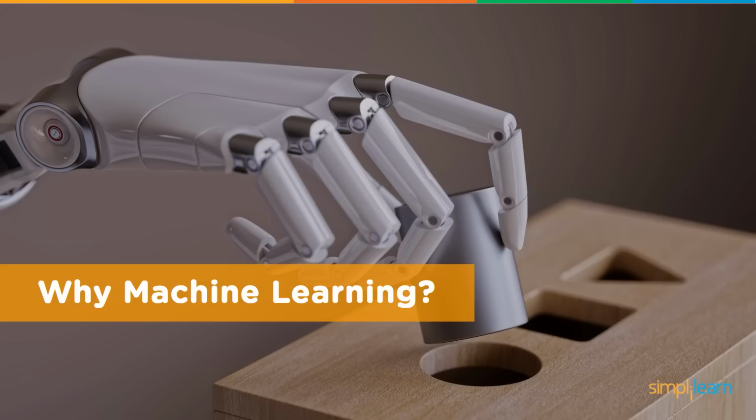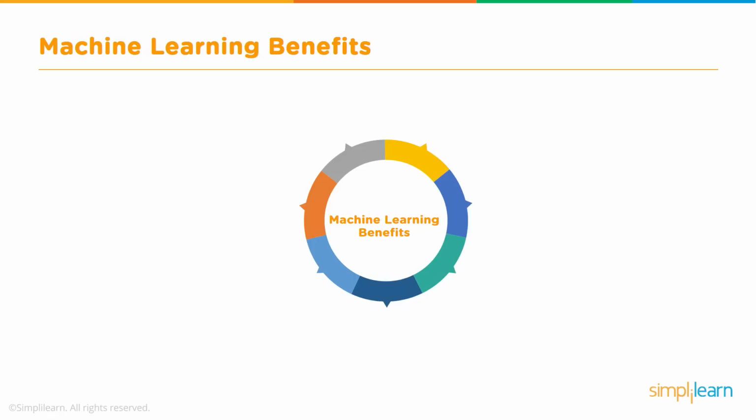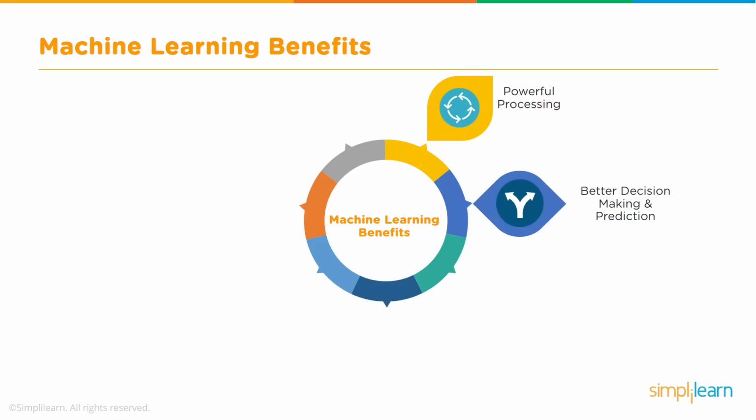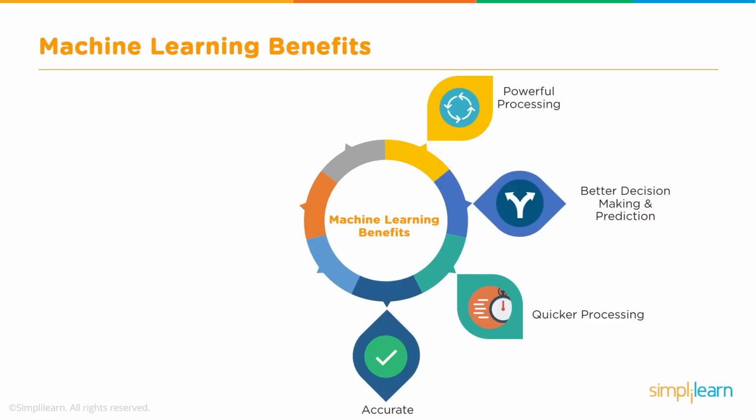Now, let's talk about why machine learning is so important and why you should be interested in it. Machine learning has changed our lives in several significant ways. It allows powerful processing, which means it can process far more complicated data. Hence, the decisions that we make will be much more well-founded and the predictions much more accurate. Not only does it allow powerful processing, but also quicker processing, that is, more work is done in less time. The outputs that we obtain are much more accurate.